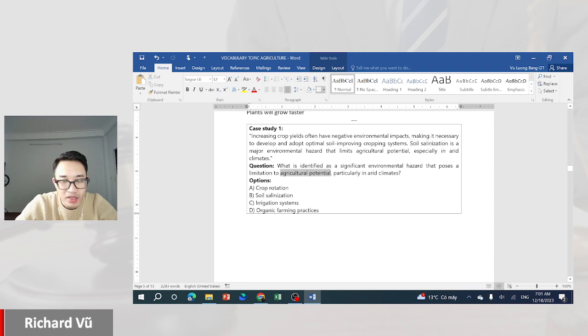The correct answer is this one option, isn't it? Soil salinization. So easy to answer this question when we catch this word, soil salinization.